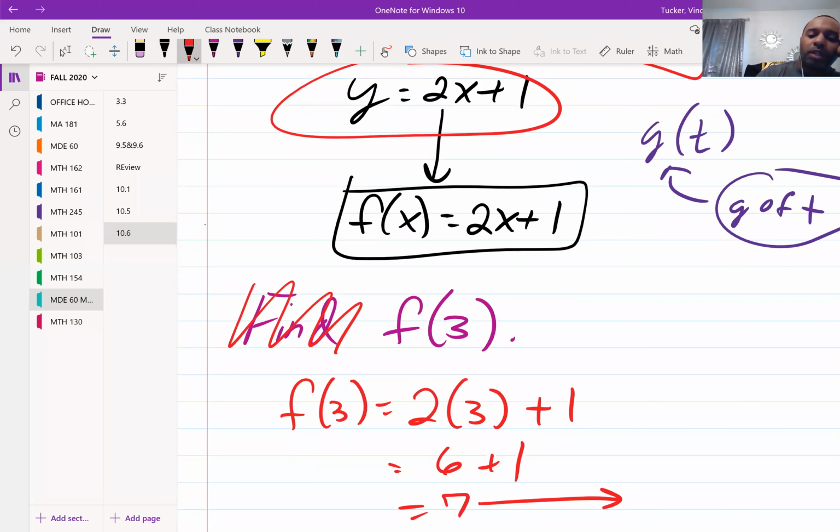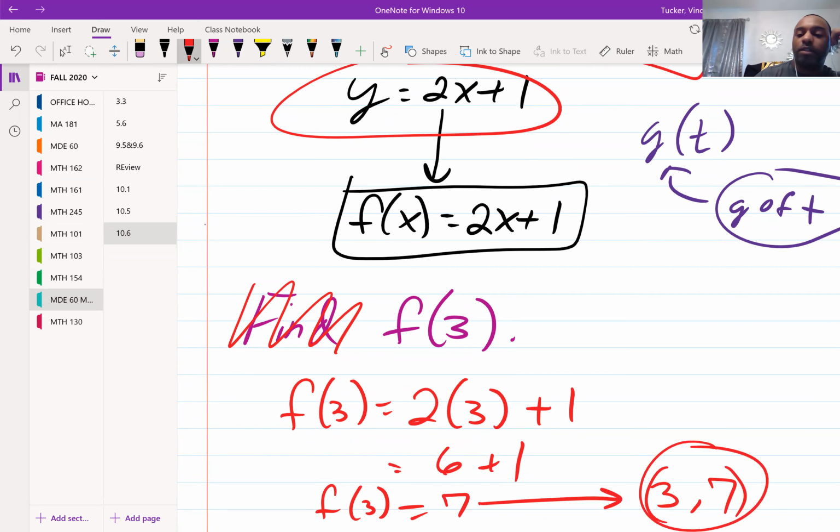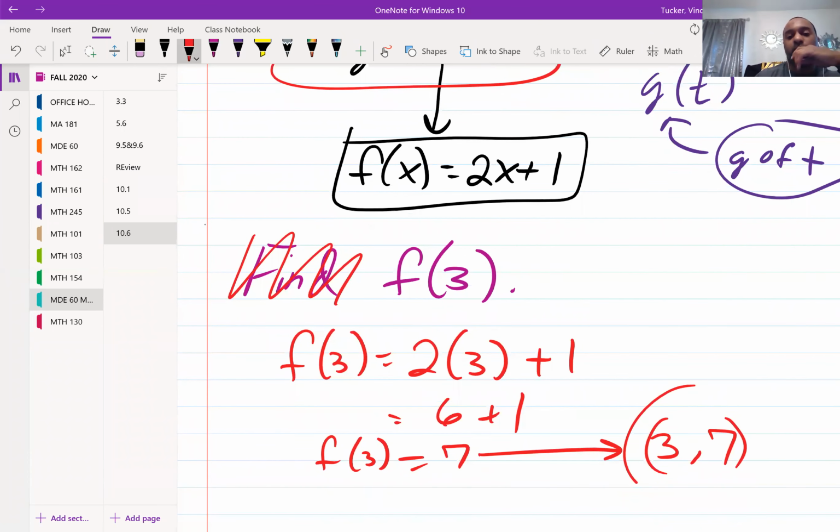And then also what that means is if you have f of 3 is equal to 7, that means you are saying that your ordered pair was 3, 7. In other words, you plugged in x, which was 3, and you got out 7. So function notation allows you to give instructions without saying pretty much any words.